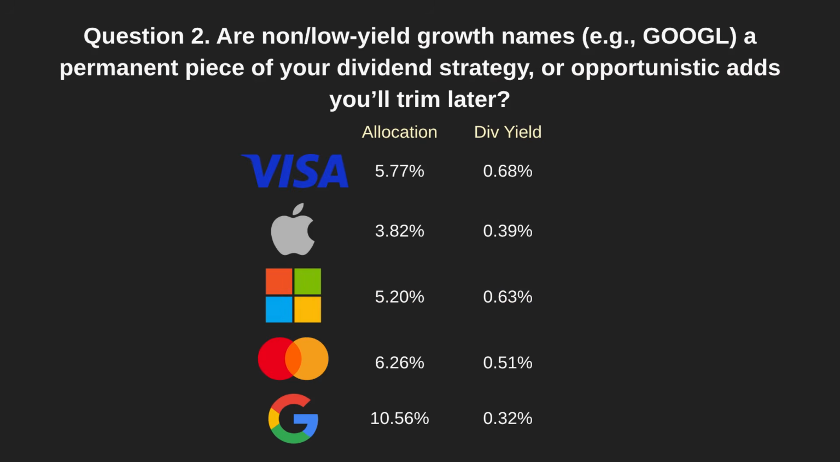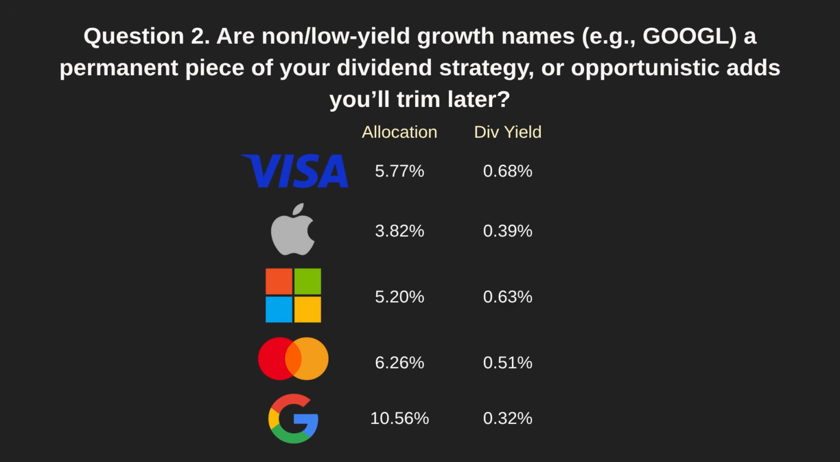Question number 2. Are non-low yield growth names, for example Google, a permanent piece of your dividend strategy or opportunistic as you trim later? Low yield companies in my portfolio like Google, Visa, Apple, Microsoft, Mastercard are core holdings to elevate my portfolio's total return. Despite having very low starting yield, they do offer a fast growing dividend.